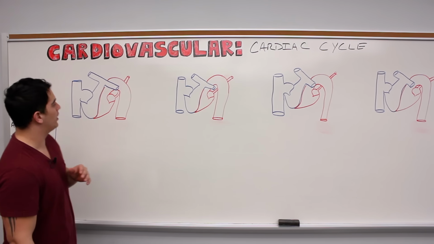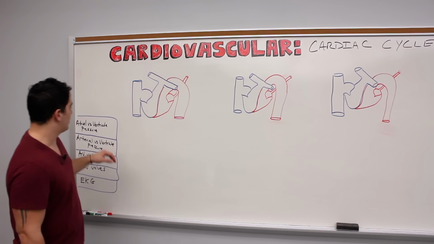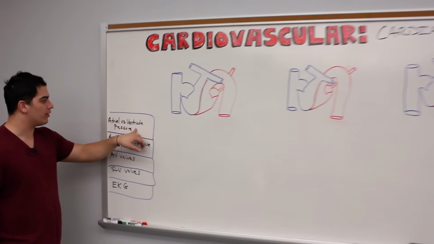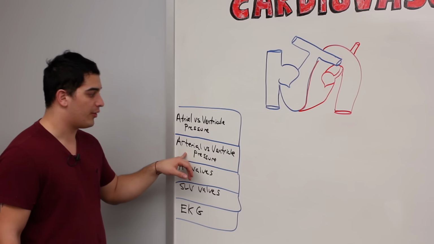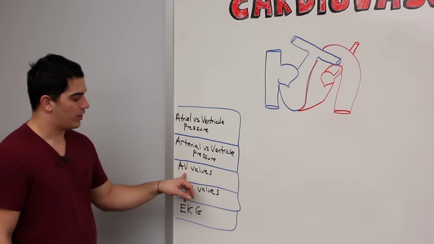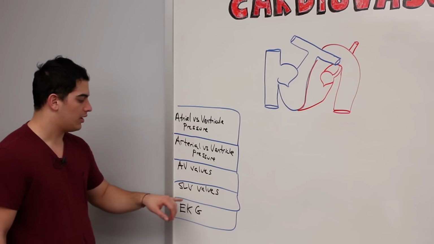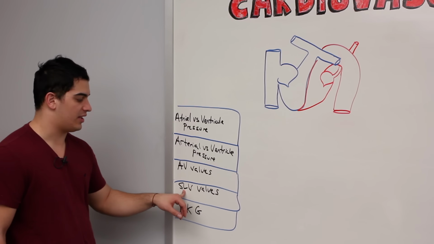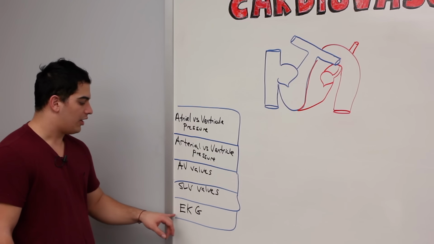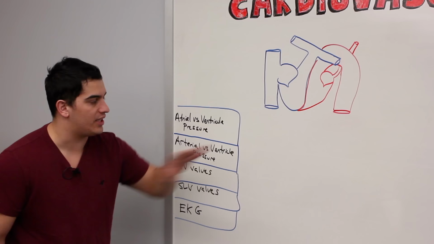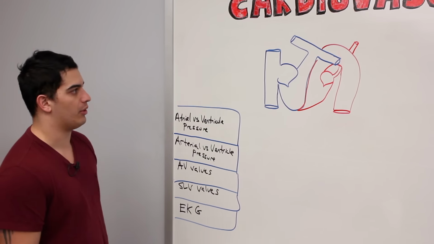So what we're going to do is go through each one of these hearts, and we're going to discuss the differences in the atrial versus the ventricular pressure. We're going to discuss the differences between the arterial versus the ventricular pressure. We're going to talk about what's happening with the AV valves, or the atrioventricular valves, and then what's happening to the semilunar valves. SLV is for semilunar valves, so the pulmonary and the aortic. And then at what part in each one of these stages, what will it look like on the EKG? Which one of the components on the EKG would it be?